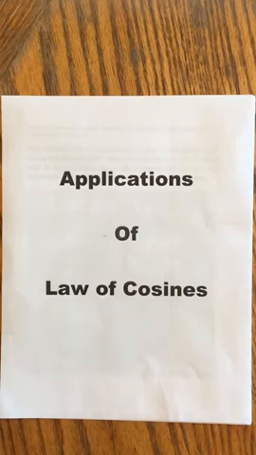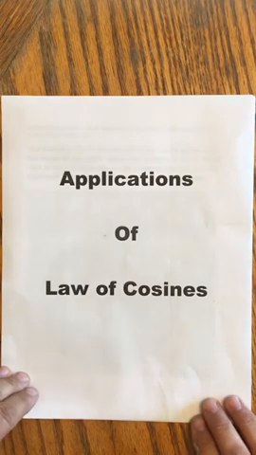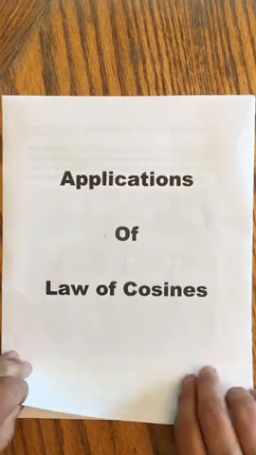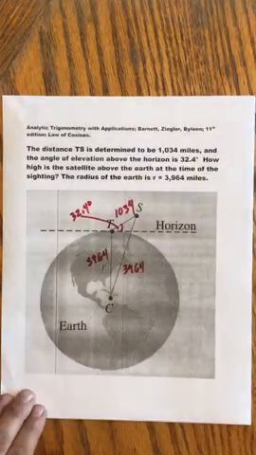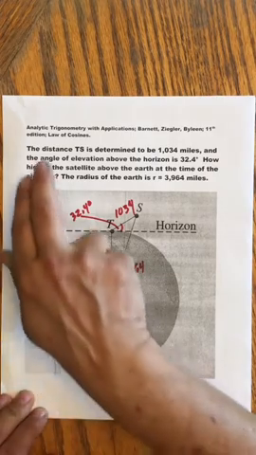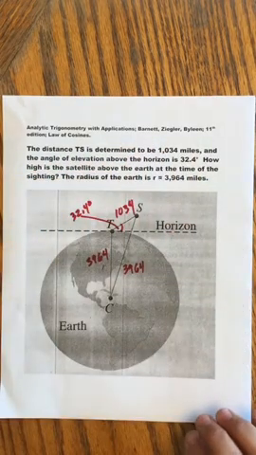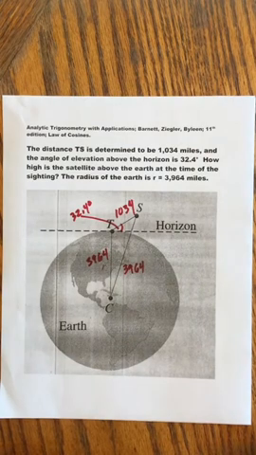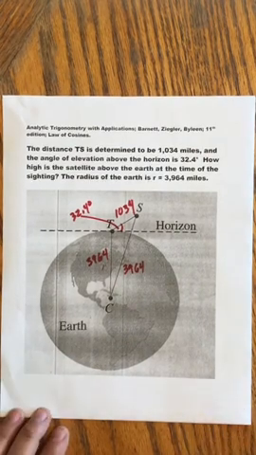Hello. So in this video we're going to look at another application of the law of cosines. This problem comes from the book Analytic Trigonometry with Applications by Barnett, Ziegler, and Byleen, 11th edition. So look in their law of cosines chapter.